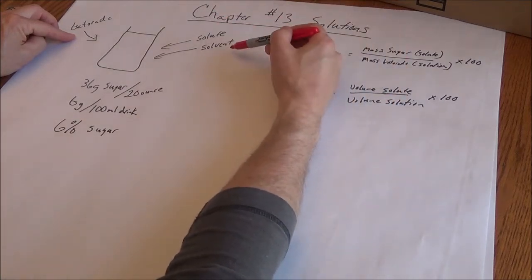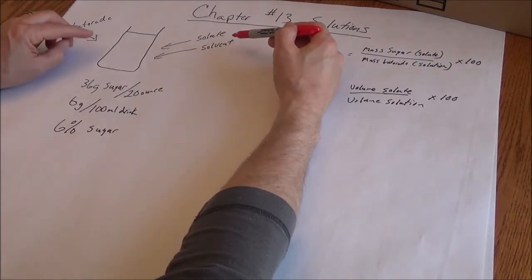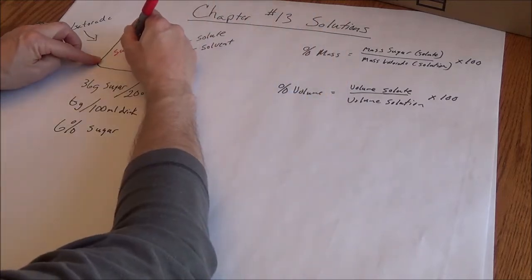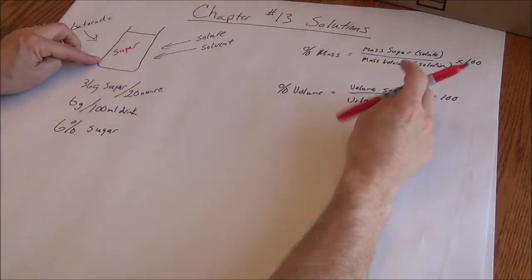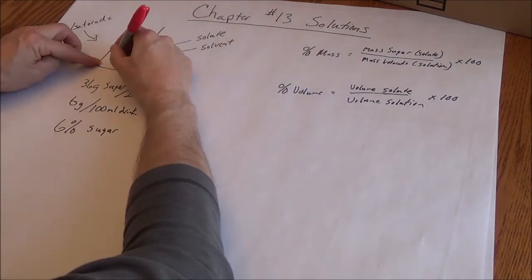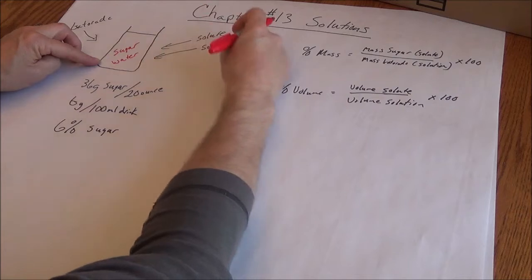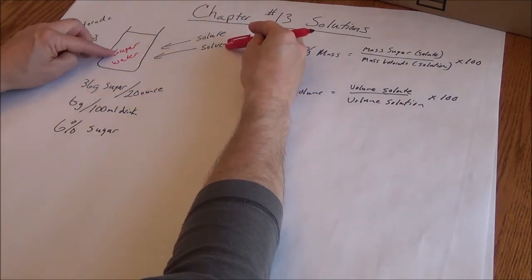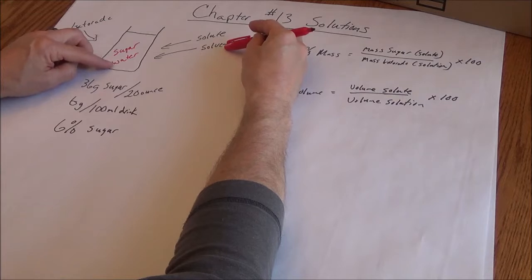All solutions have at least one solute and at least one solvent. The main solute in Gatorade, you guessed it, is sugar. That's why people like it. The solvent in Gatorade is water. So the solvent is what does the dissolving. Water dissolves sugar.